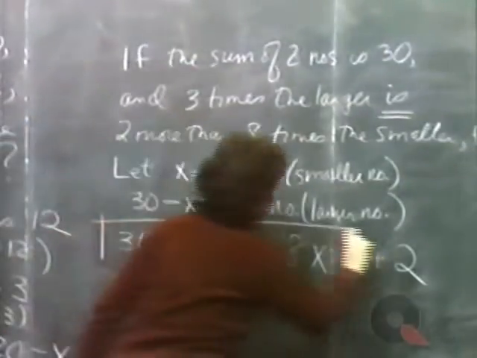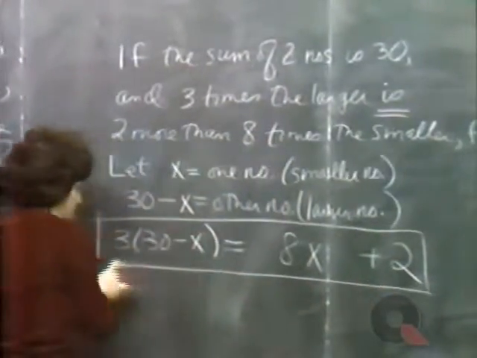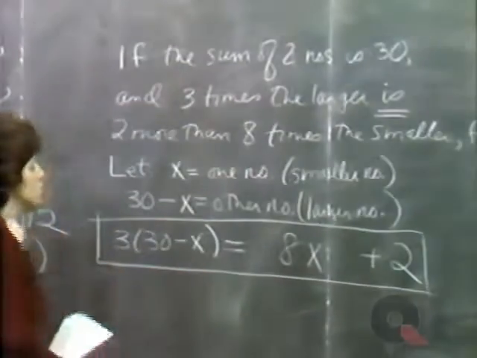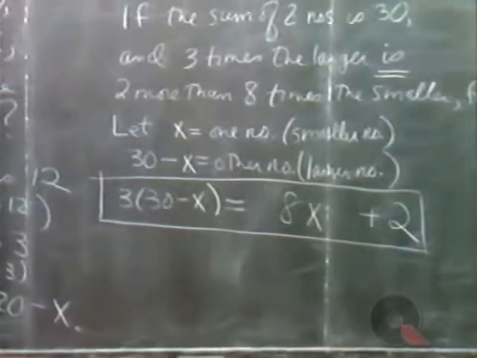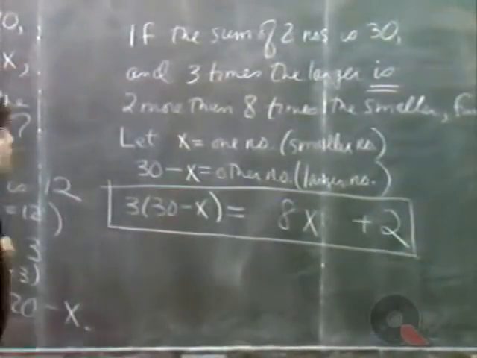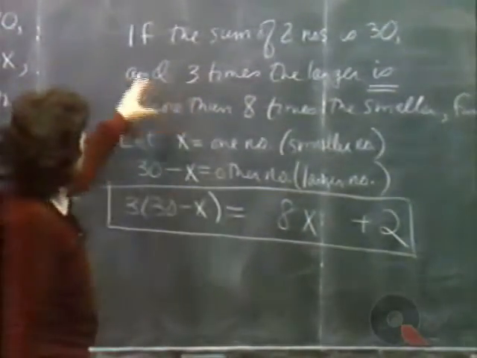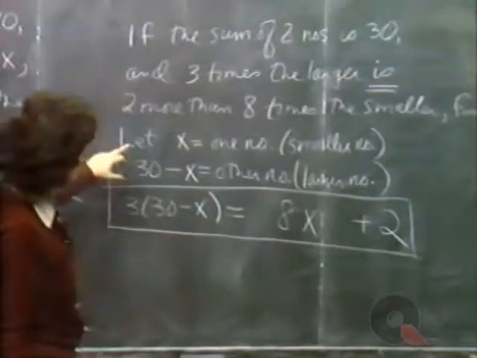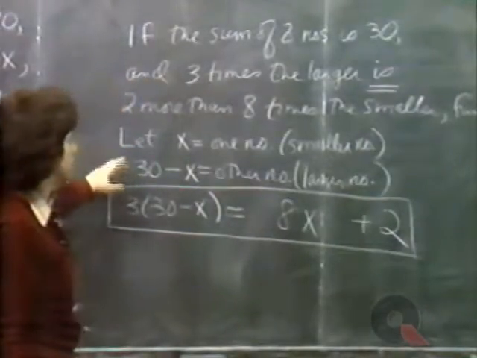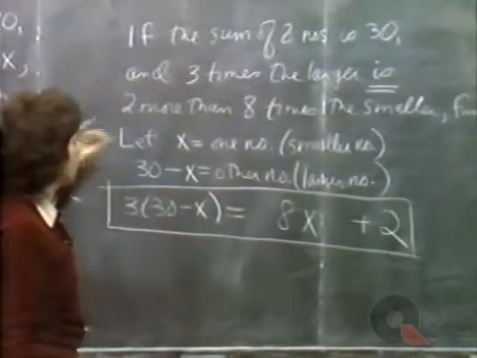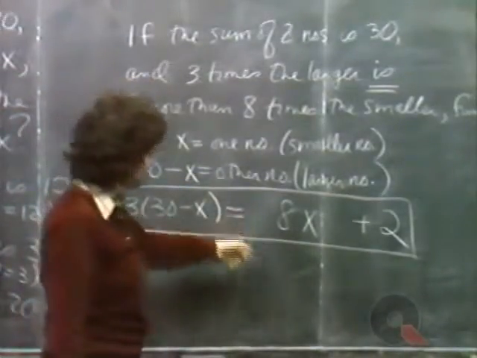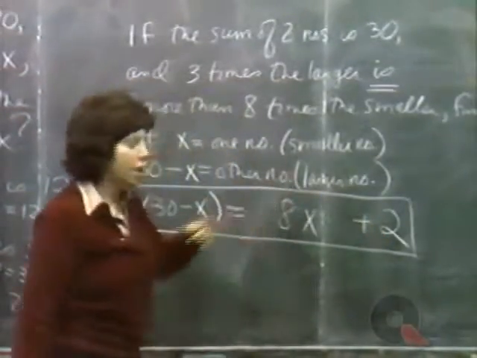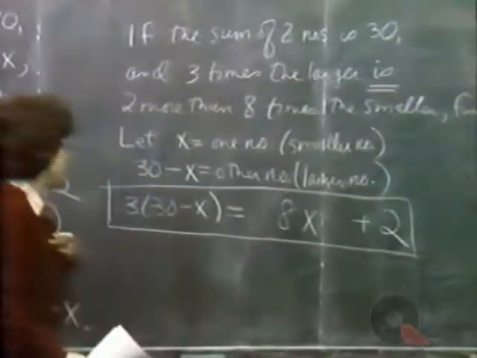Here is our equation. Now, as I said before, the big thing is getting the equation. Most of you are going to be able to solve an equation like this without any difficulty. The big thing is just to get the equation from the English problem. If the sum of two numbers is 30, we specified x and 30 minus x. 3 times the larger, 3 times 30 minus x, equals 2 more than 8 times the smaller. Now we have to solve this equation.